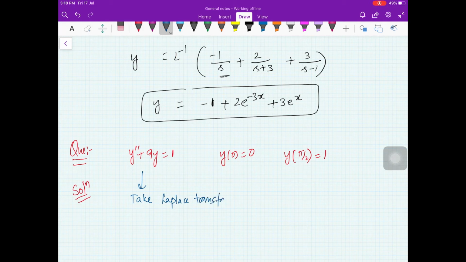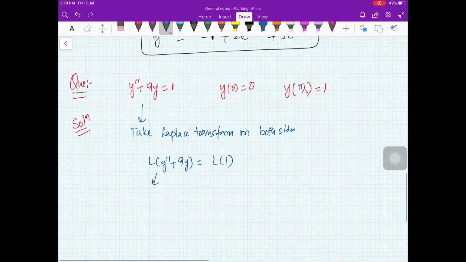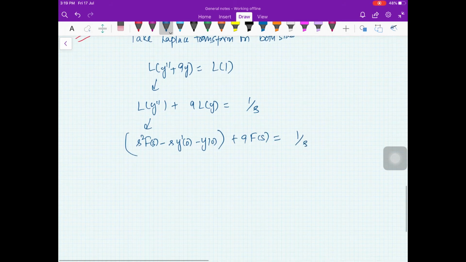If you take Laplace transform on both sides, then you will have L of y double dash plus 9y is equal to L of 1. Right, now you use the formula here. So this will be L of y double dash, linearity property here, plus 9 L of y is equal to L of 1, which is 1 by s. Now this is s square F of s minus s y of 0 minus y dash 0, plus 9 F of s is equal to 1 by s.